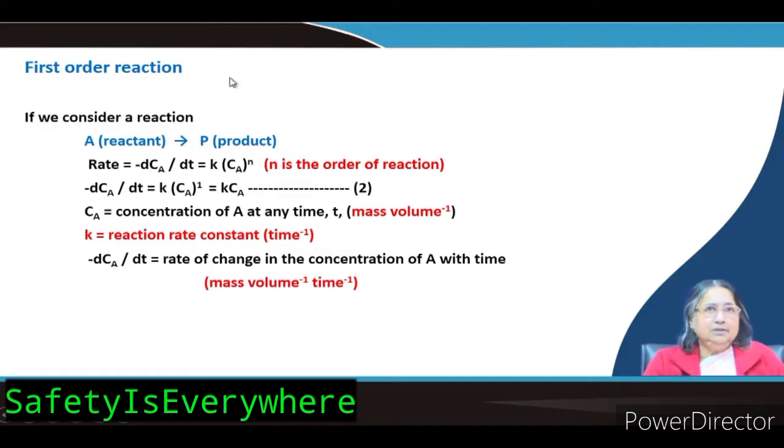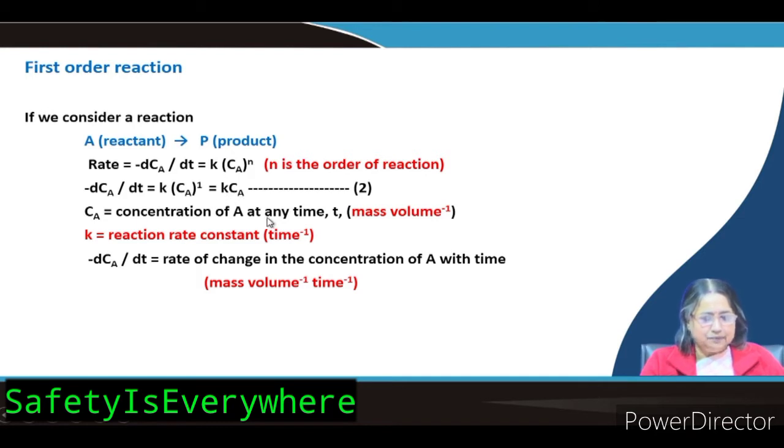Now, in case of a first order reaction, this is the rate expression, we all know it. Again, it is the simplest reaction we have considered. So, rate is nothing but k into C_A to the power n, n is the order. So, when it is a first order reaction, n is 1. Now, minus dC_A/dt equals k into C_A.